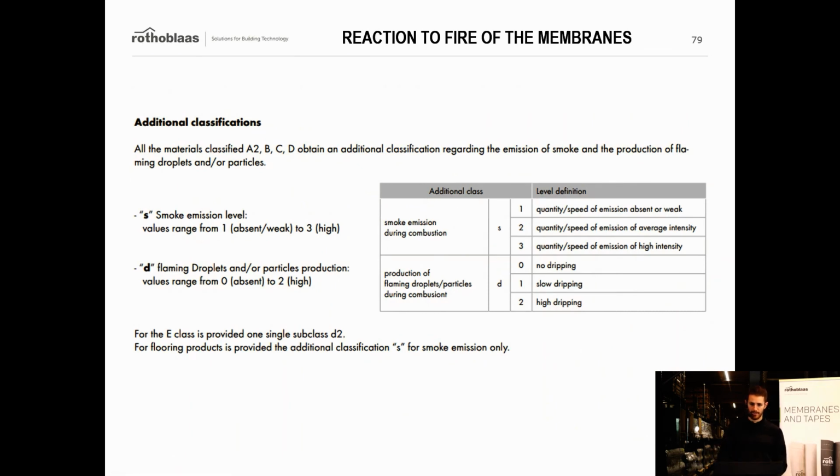D is the production of flaming droplets. So basically, when a membrane, for example, is burning, it could produce some flaming droplets which are falling down and which can be dangerous for the rest of the building as well. And so D0 means that there is no production of these flaming droplets, for example. And that's very important, of course, for a membrane.